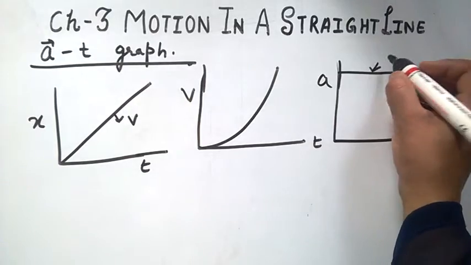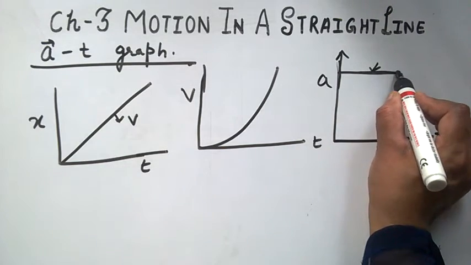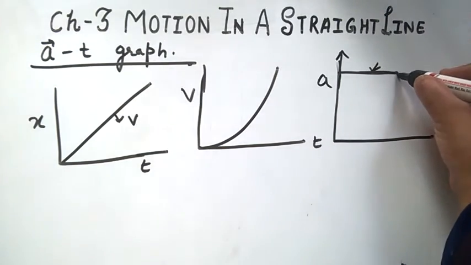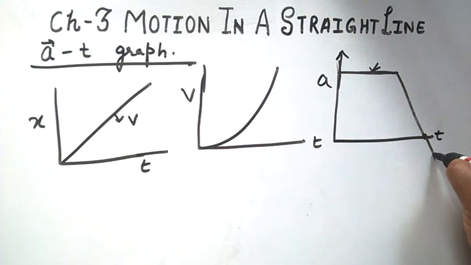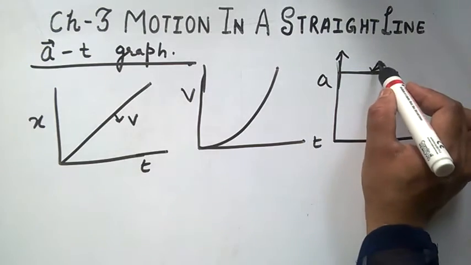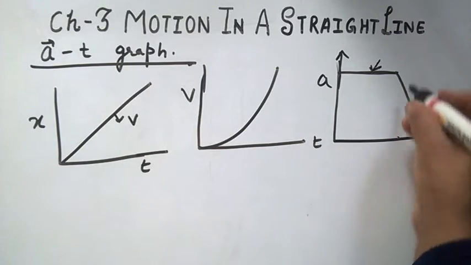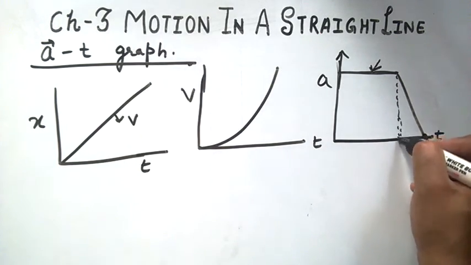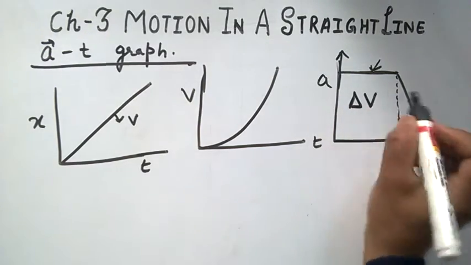Let it be a constant acceleration. This is a constant acceleration here, and now the acceleration is going on decreasing, or retardation. At this point it is 0, and after that it has some value. Now at this point we can see that the acceleration is not changing with time, it is just constant, and the area covered under this acceleration time graph is change in velocity.